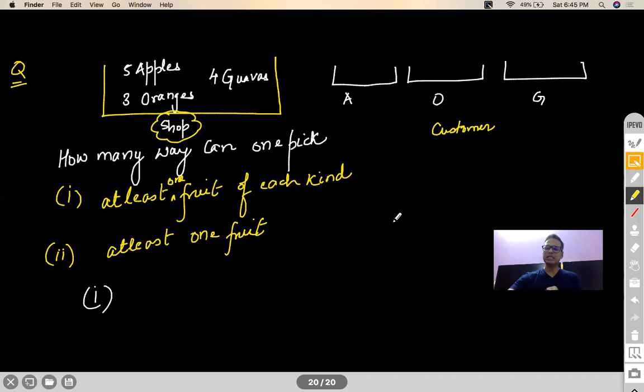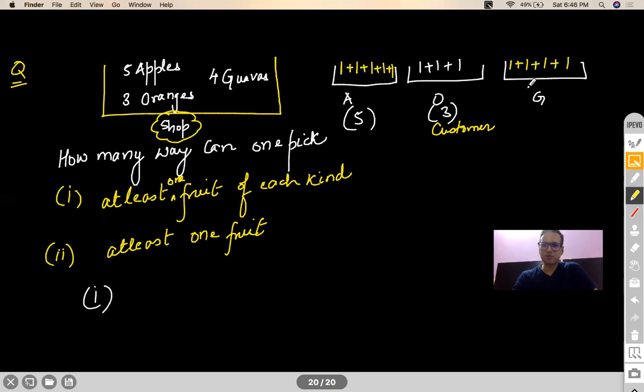Now, how many ways can I pick apples? Either I can pick 1 apple, or 2, or 3, or 4, or 5, right? So there are total 5 ways to pick this up. So 5 ways to pick an apple. No doubt about it. Similarly, you can pick either 1 orange, or 2 orange, or 3 orange. So 3 ways to pick orange. Either you can pick 1 guava, 2 guava, 3 guava, or 4 guava. 4 ways to pick up the guava.